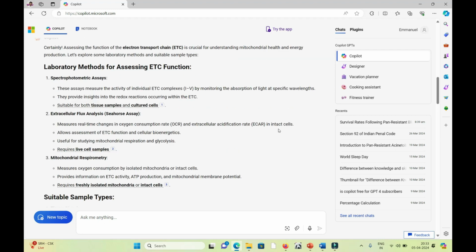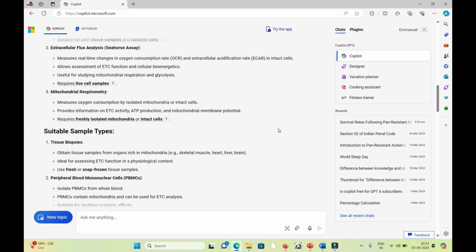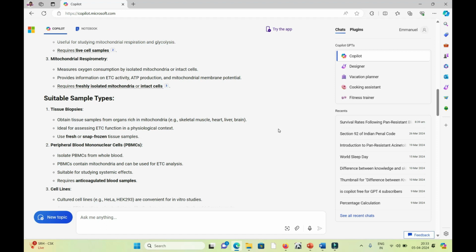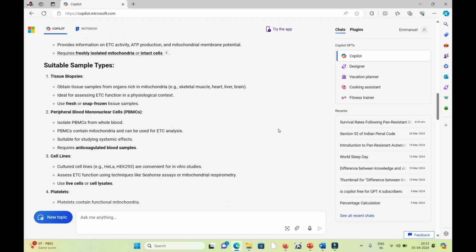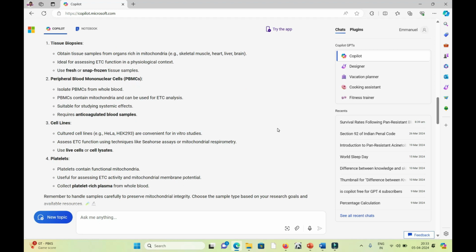Okay, so for the ETC it is telling, again it is coming down to suitable sample types. One is tissue biopsy. Another is peripheral blood mononuclear cells. So it looks impressive for me because I can get a blood sample from the patients infected with COVID-19. It is also telling cell lines, live cells, which may be difficult to get. Platelets, another thing it is telling.